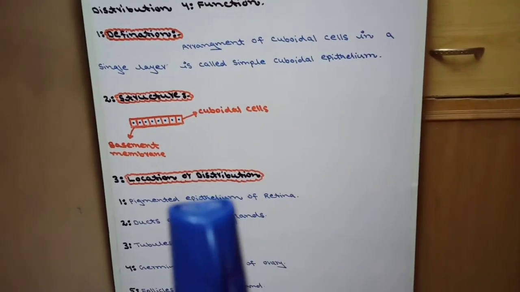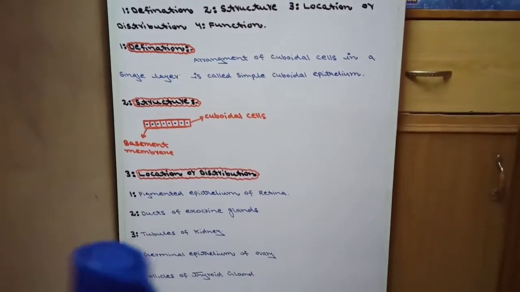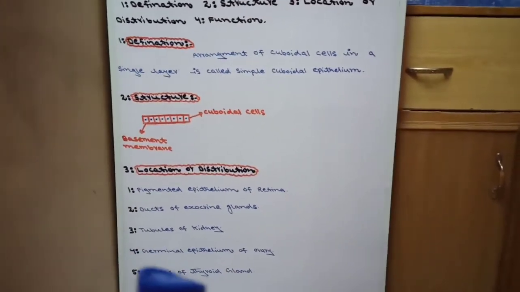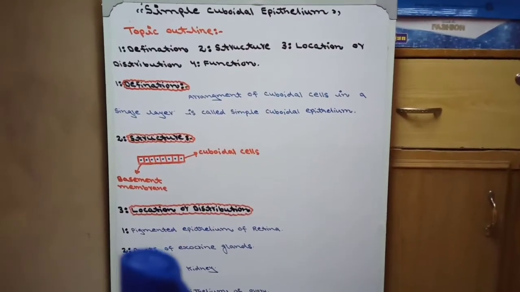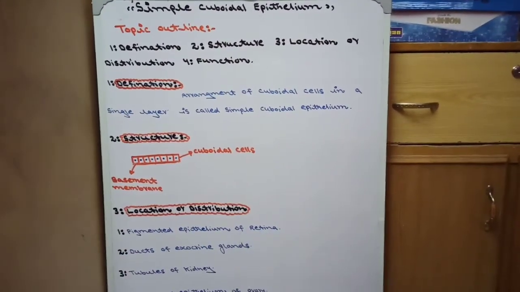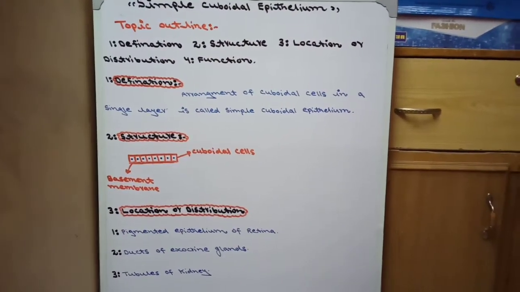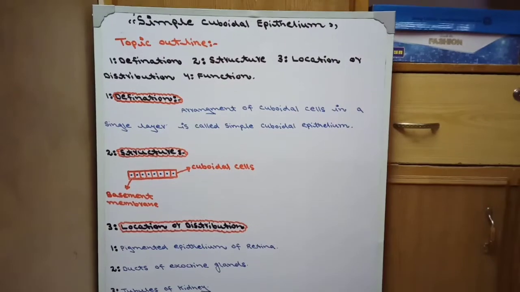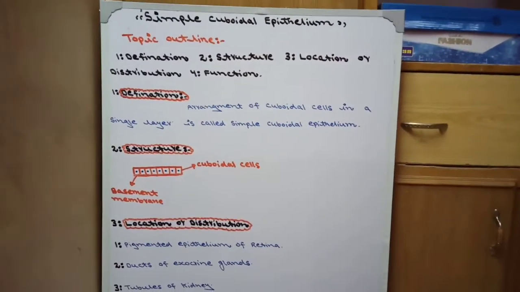The third is location or distribution. Where in our body is simple cuboidal epithelium located? There are 5 places where simple cuboidal epithelium is located. Number 1, pigmented epithelium of retina. Our eye's retinal pigmented epithelium is lined by simple cuboidal epithelium.